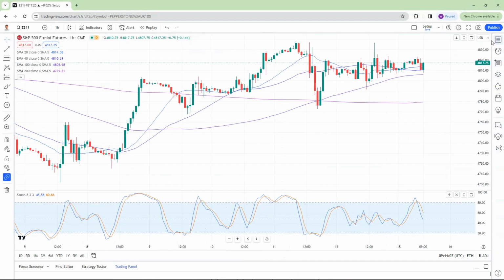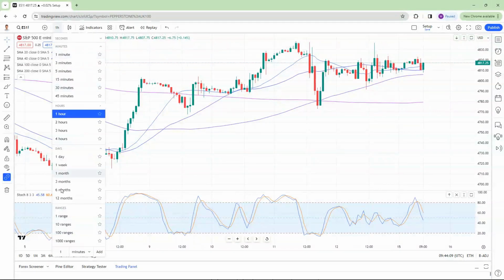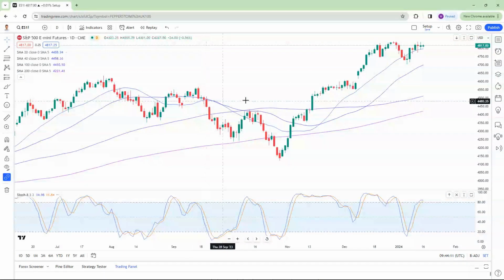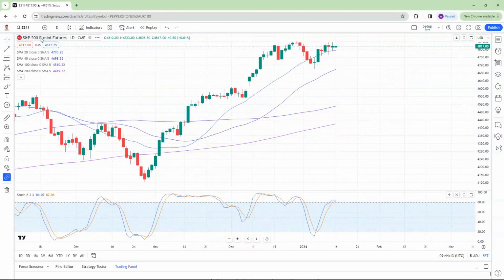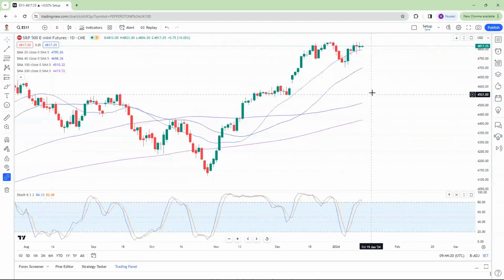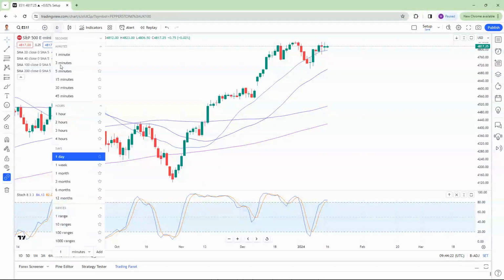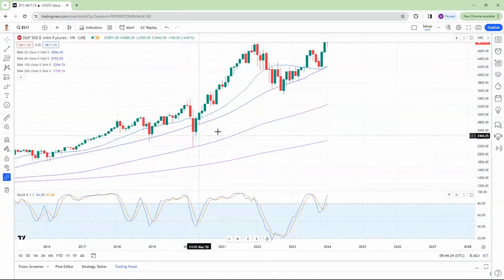I would say probably the most important chart at this point is your S&P. You can view this in many different ways, but the ticker I've currently got is from CME, and it's S&P 500 E-mini futures. Okay, so this is really great as a chart.